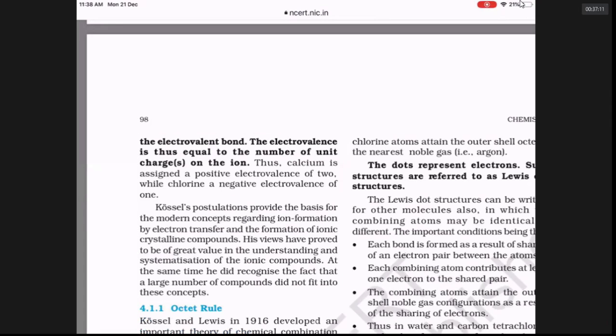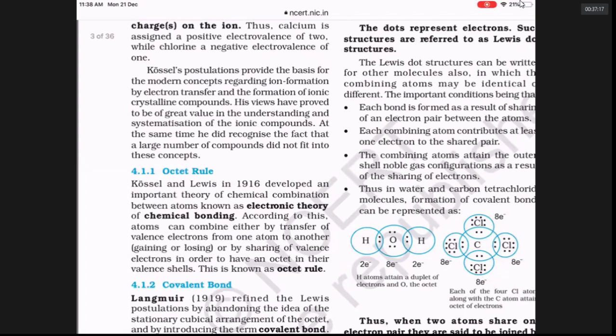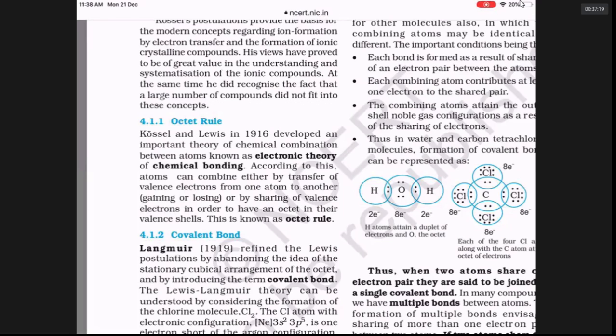Lewis' ideas are helpful to understand covalent bonds. So Kossel and Lewis developed the electronic theory of chemical bonding, which says all atoms tend to get an octet of electrons in their valence level to gain stability. The octet, like noble gases, is achieved either by losing and gaining electrons in an ionic bond or by sharing electron pairs in a covalent bond.